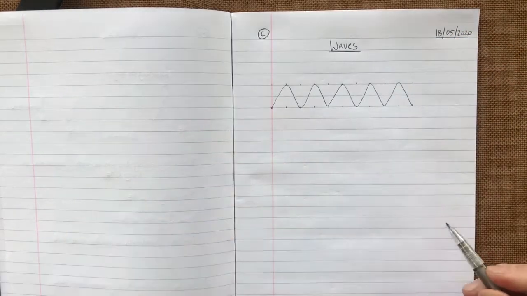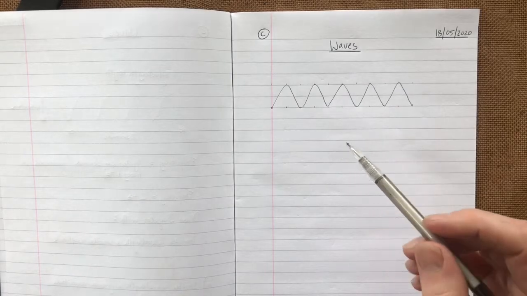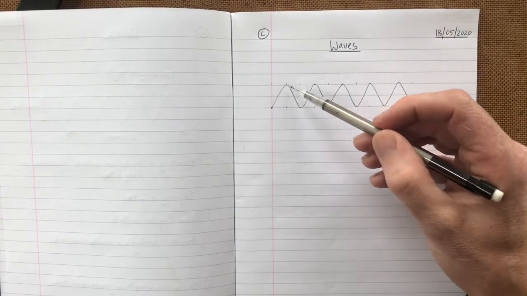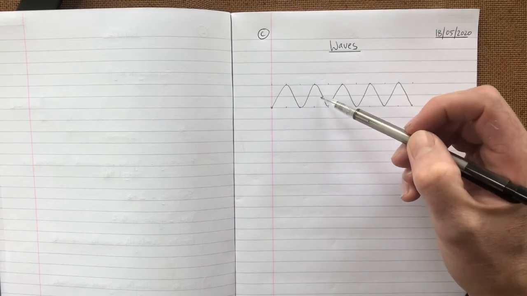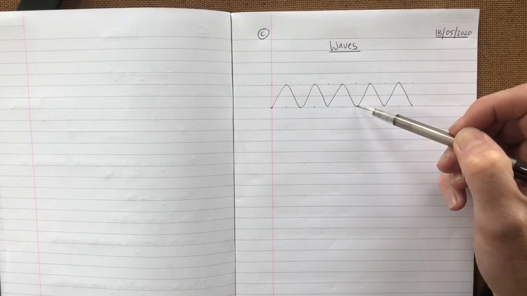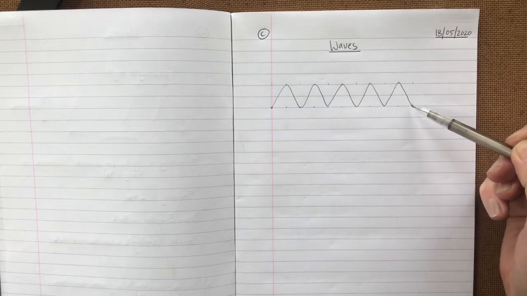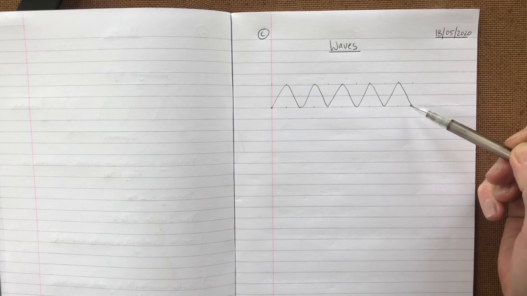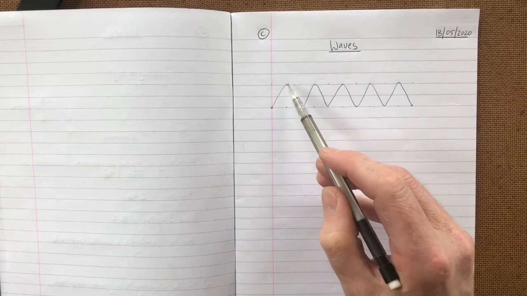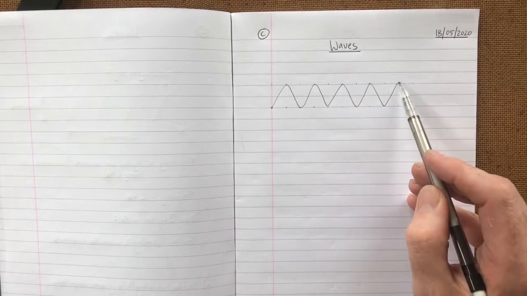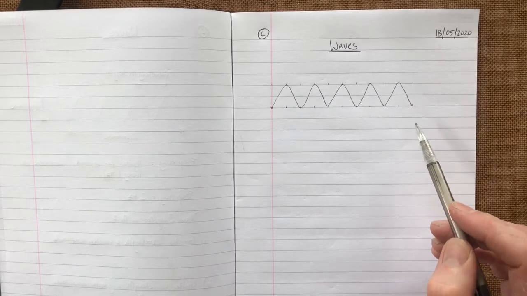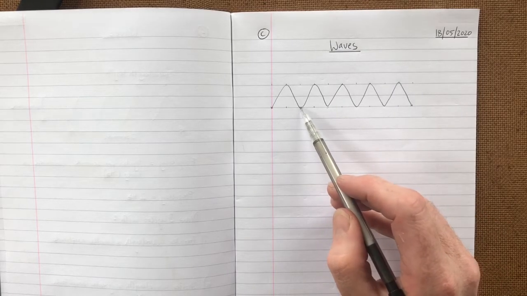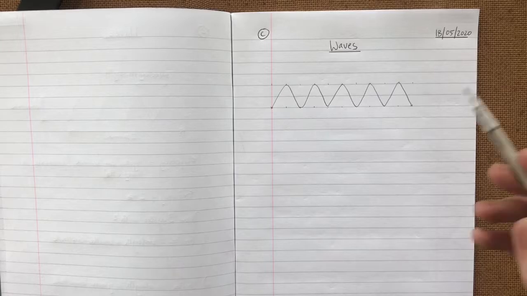Okay, I've drawn 5 waves. It starts here, so that's 1, that's 2, that's 3, 4 and 5. Okay, a quick way of counting the number of waves is to count the number of peaks. 1, 2, 3, 4, 5. Or the number of troughs. Yeah, so this is a trough. I've got 1, 2, 3, 4 troughs. So it doesn't always work.